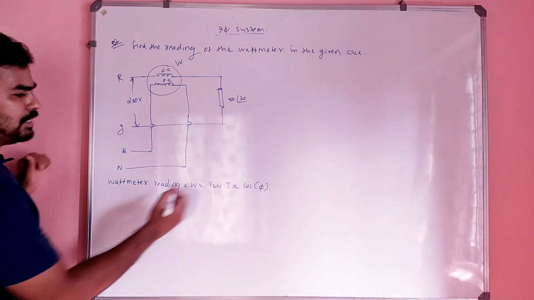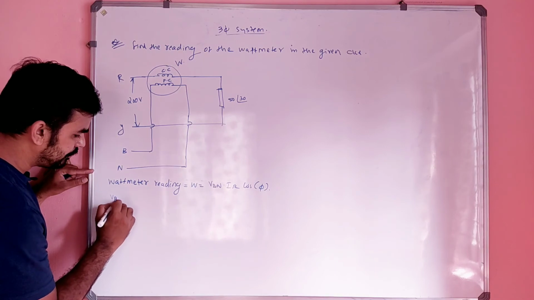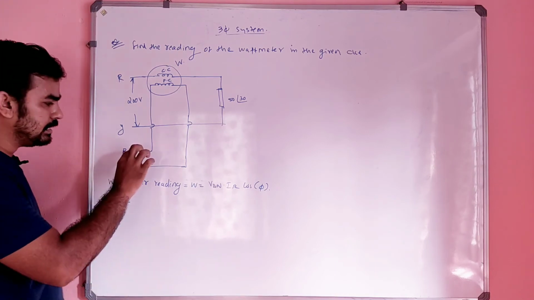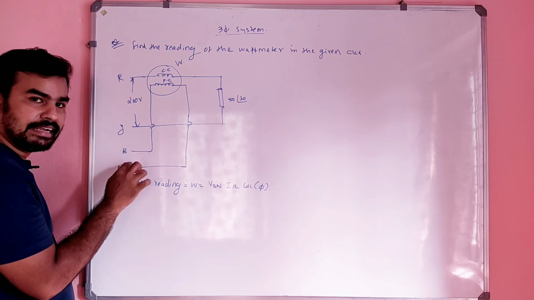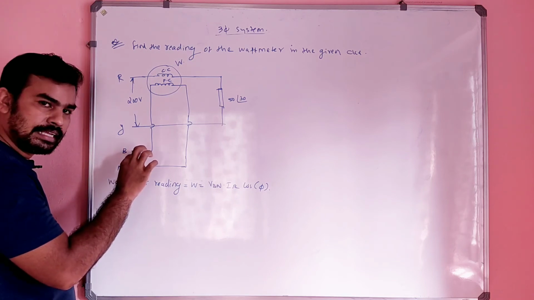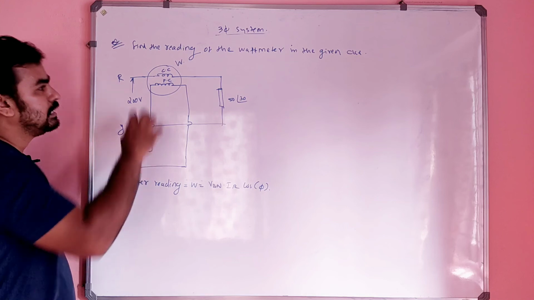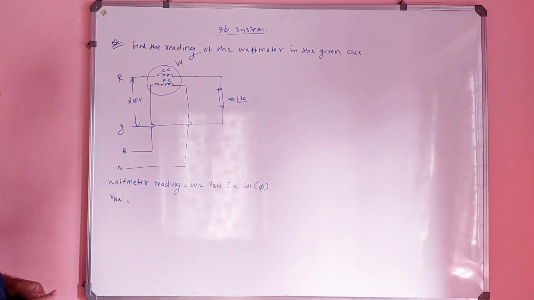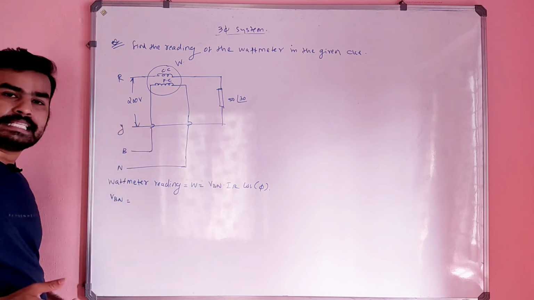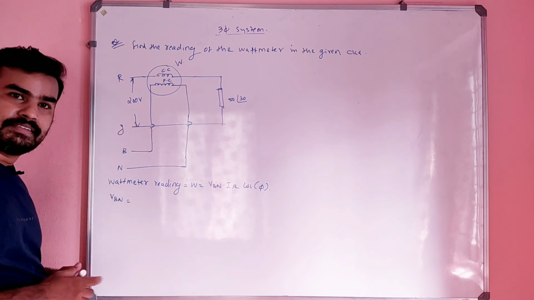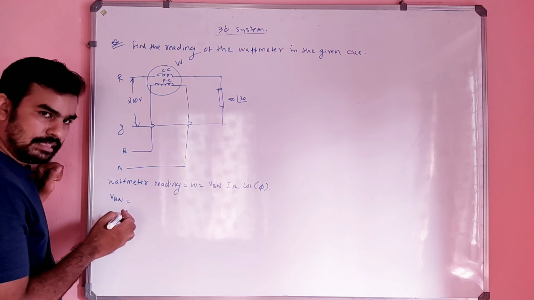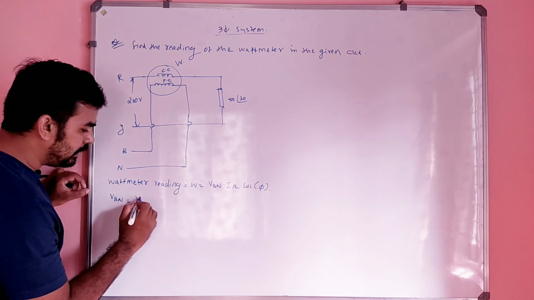What will be VBN? This is one phase and neutral, so VBN means phase voltage. The line voltage between R and Y is given as 200 volt. Since there is a neutral connection, it's a star connection, right?